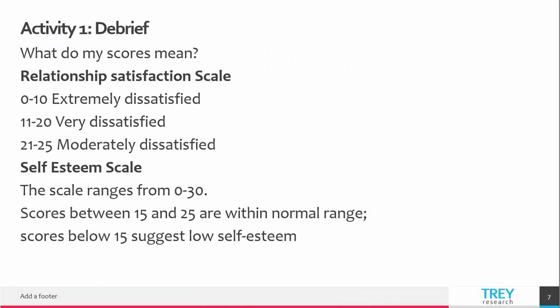Now we're going to look at the scores. What do our scores mean? 0 to 10, extremely dissatisfied with the relationship. 11 to 20, very dissatisfied. 21 to 25, moderately dissatisfied. The self-esteem scale ranges from 0 to 30, where 15 to 25 represents a normal range, and below 15 we have low self-esteem. And again, this is just a marker of what we're feeling, what we're experiencing right now. But it is not a determining factor of who we are going to be always. It helps us to know I'm going to improve, and there are things that I can do to improve how I feel about both my relationship as well as how I feel about myself.